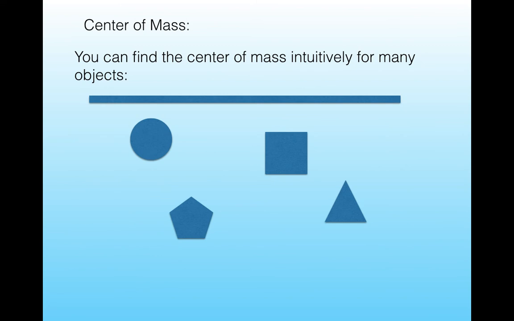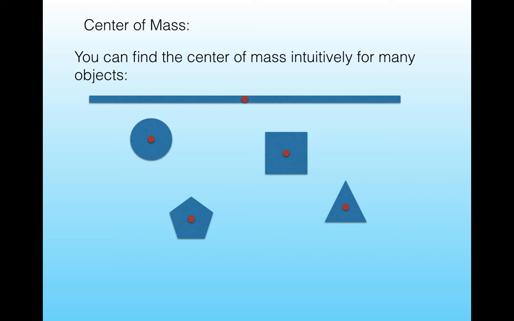Let's do a little example. Can you find the center of mass intuitively for these objects? Usually you think about the symmetry of the object, and the center of mass is typically in the middle of that. So for instance, for this long rod, it's right in the middle of the length. For a circle, it's in the middle of the circle. Same thing for any of these geometric shapes.